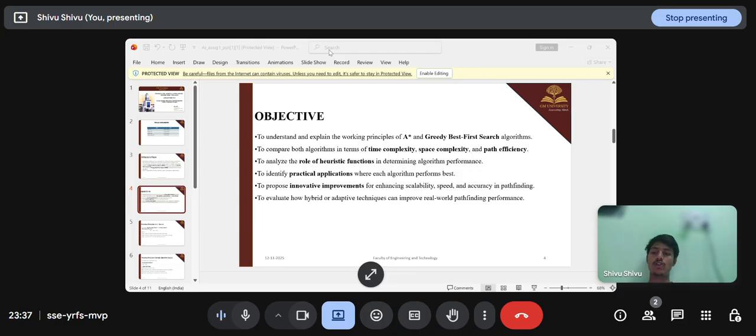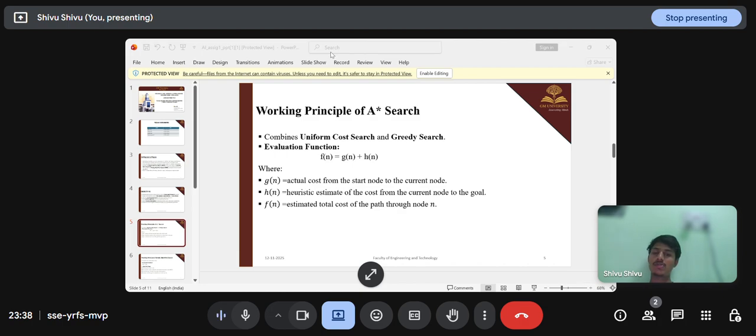And next point, to propose innovative improvements for enhancing scalability, speed, and accuracy in pathfinding. So this means it suggests new methods to make the algorithm faster, work on bigger problems, or be more accurate. And next point, to evaluate how hybrid or adaptive techniques can improve real-world pathfinding performance. So this means it checks if combining methods or adapting strategies during search makes things better in practice. And next, coming to the next slide.